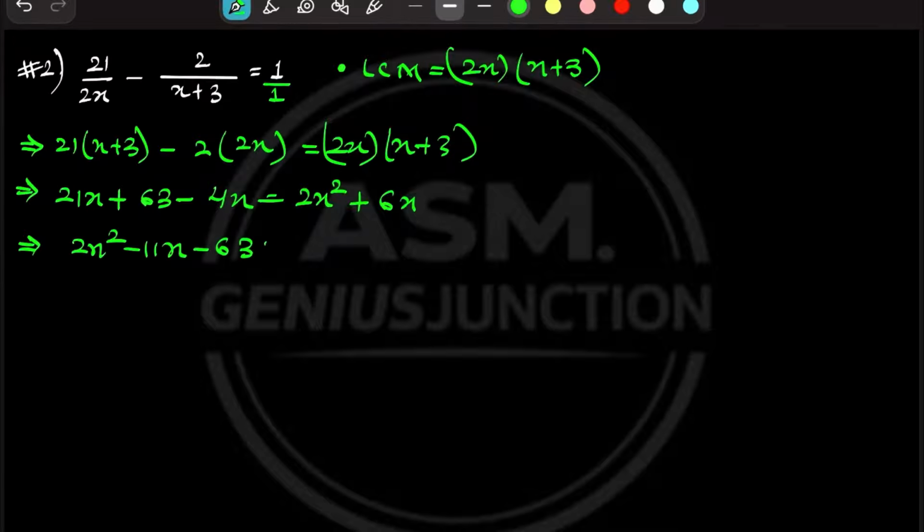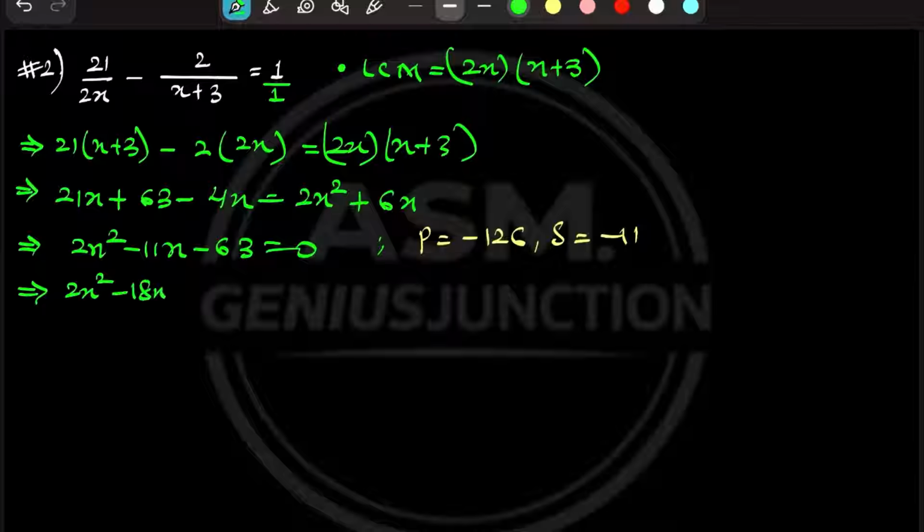Right? 63 will become minus 63 and the whole expression becomes equal to 0. Again, now I need two numbers whose product should be equal to minus 126 and their sum should be equal to minus 11. So the two numbers required are going to be 2x square minus 18x plus 7x minus 63 gives you 0. You can see that if I multiply minus 18 and plus 7, I'm going to get minus 126. And if I add both of them, I'm going to get minus 11, right?